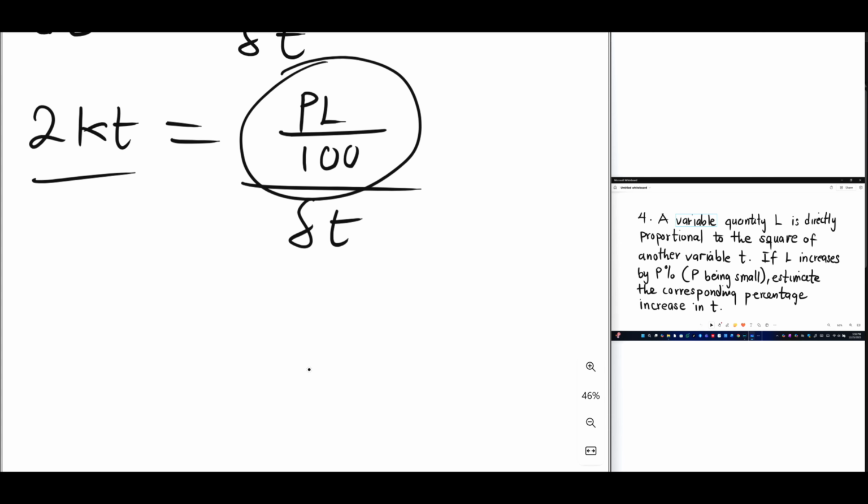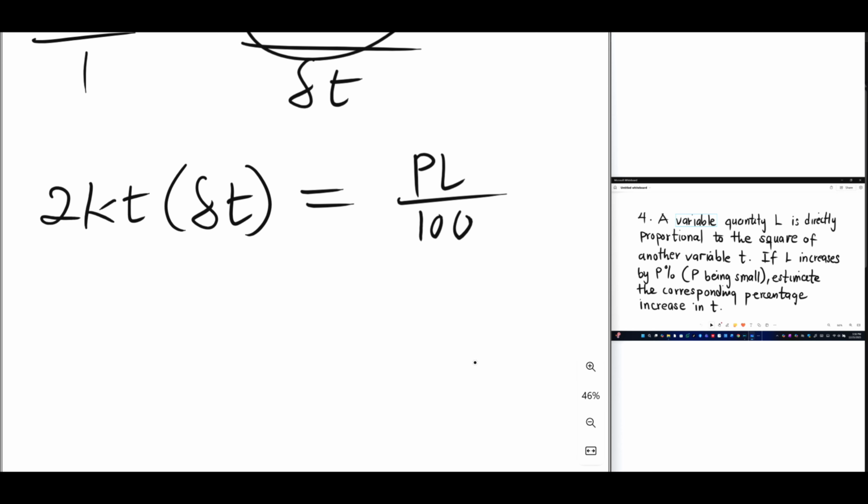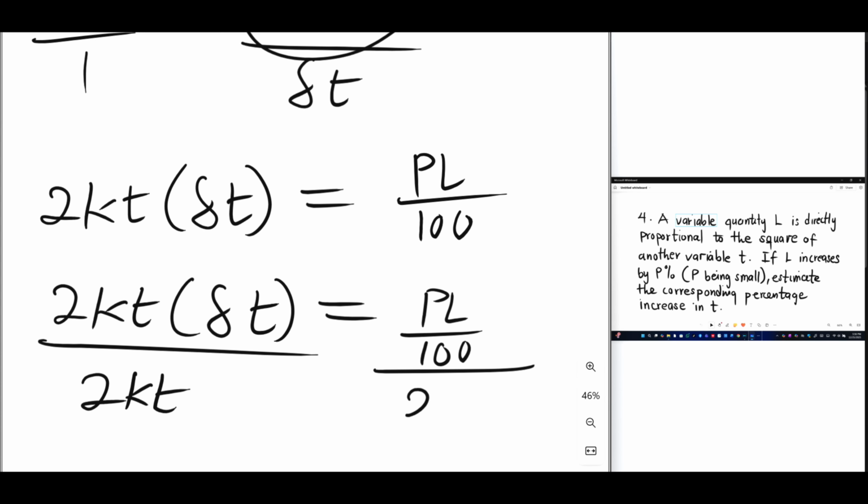So let us cross multiply first. We are going to get 2KT multiplying the small change in T equal to PL also divided by 100. I'm just repeating this side, the one in the bracket. So here will give us 2KT multiplying the small change in T equal to PL divided by 100. So we are dividing through by the coefficient of small change in T, which is 2KT.